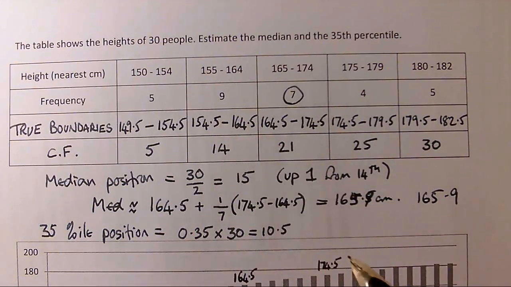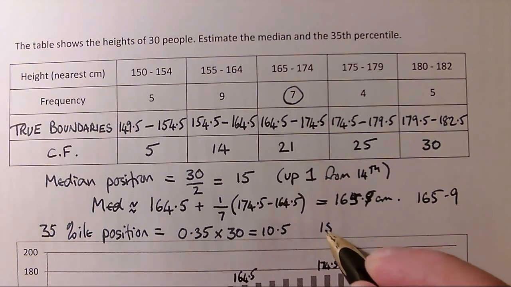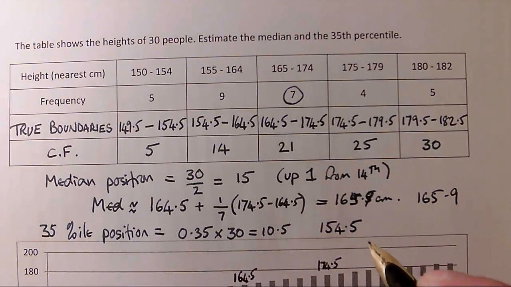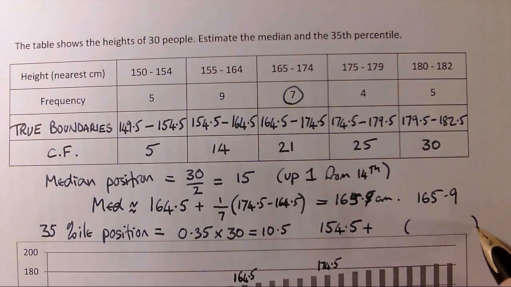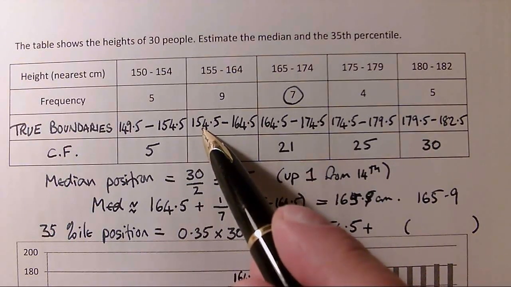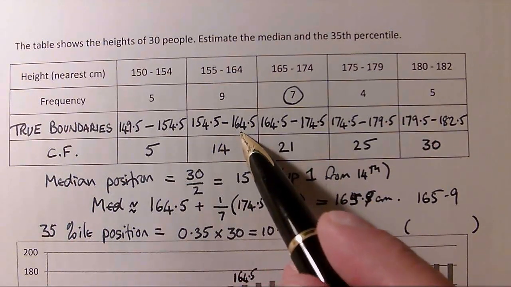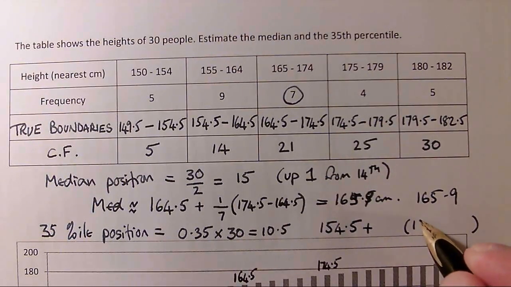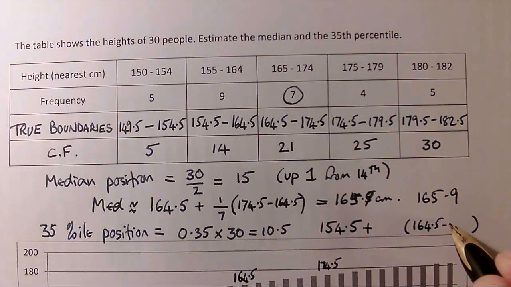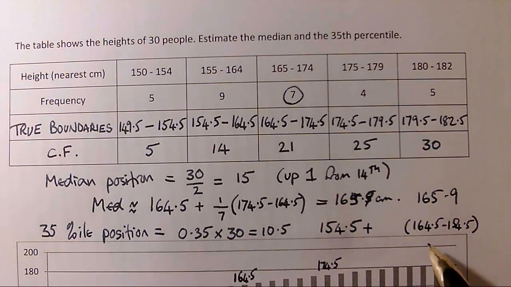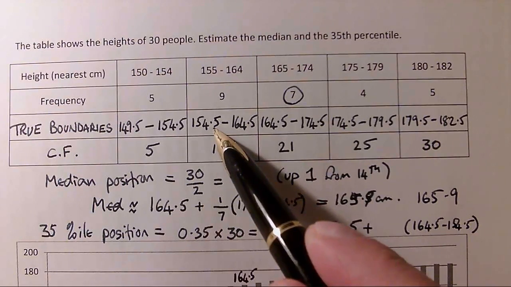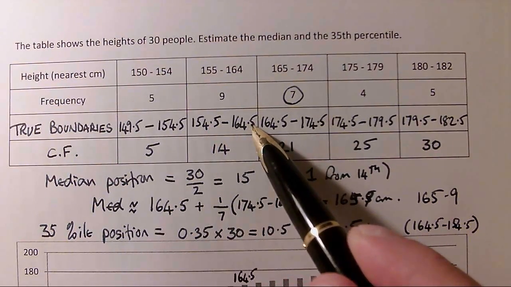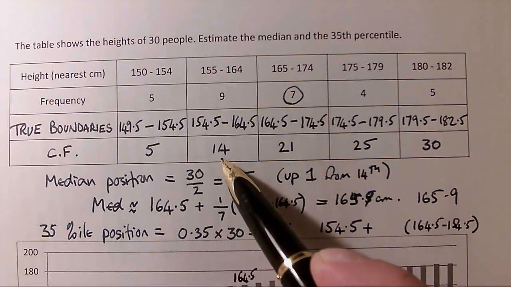So I need to be adding on to 154.5 part of the gap of heights. So the heights in this group increase from 154.5 to 164.5, which again is a gap of 10, but the calculation would be 164.5 minus 154.5. So that's the overall gap. If I went all the way through this gap, I'd climb from 154.5 by a distance of 10. But I don't want to go all the way through this gap.